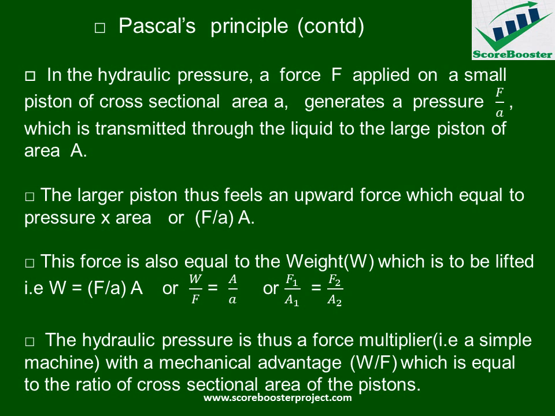That is, the pressure of the first piston, which is force over area, will be equal to the pressure of the larger piston. The pressure of the smaller piston will be equal to the pressure of the larger piston. That is, F1 over A1 equals F2 over A2. Now, the hydraulic press is thus a force multiplier. That is a simple machine with mechanical advantage equal to W over F, which is equal to the ratio of the cross-sectional areas of the pistons.